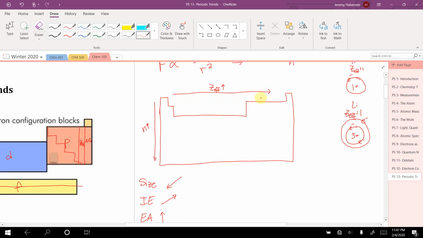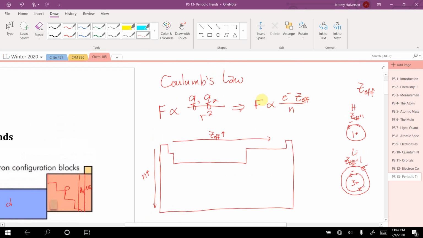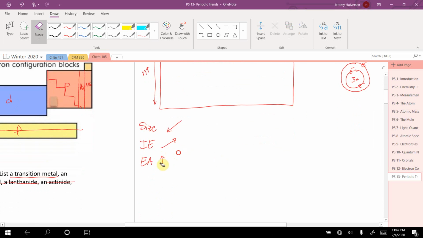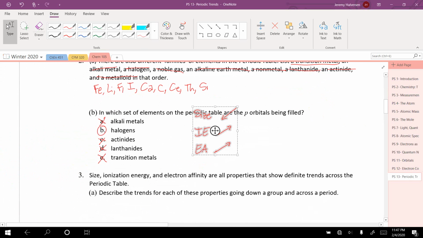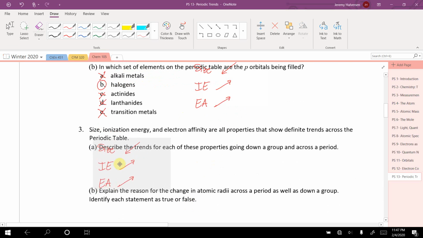Z effective, as I move across the periodic table, increases. So my force of attraction increases. So an element here is going to be pulling on outside electrons more than here. So electron affinity increases to the right. So similar to ionization energy, we increase up and to the right for electron affinity. So I can just take that. I'm just going to drop it right there. Make it a little bit prettier.